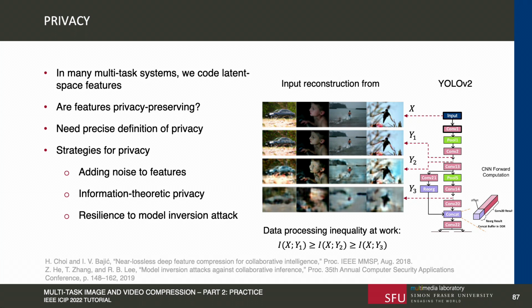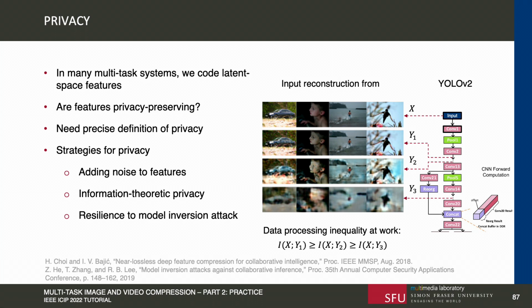So the next topic I'd like to touch upon is privacy. In most multitask systems, we code features rather than the input directly. And sometimes it's said that because we code features rather than the input, the system is more privacy friendly. But is that really so?